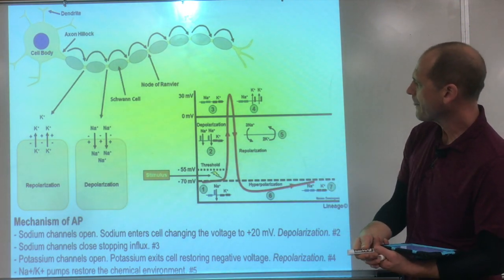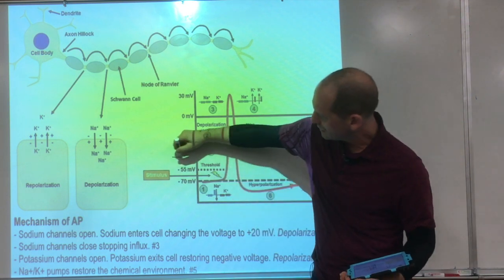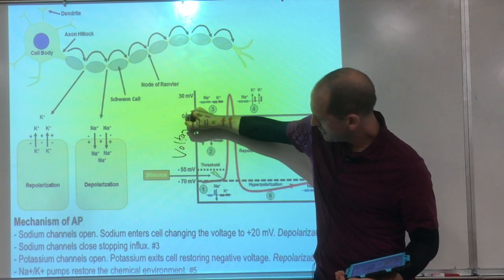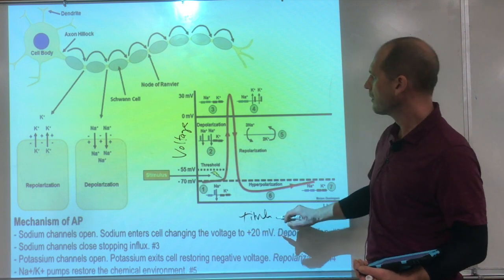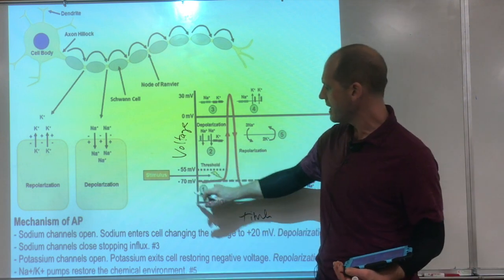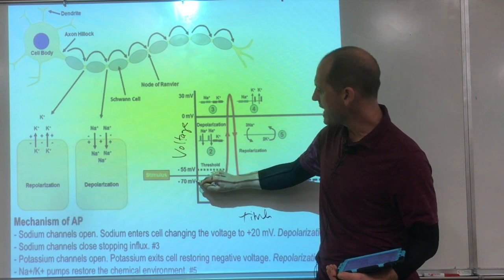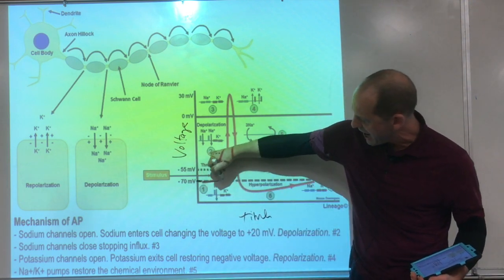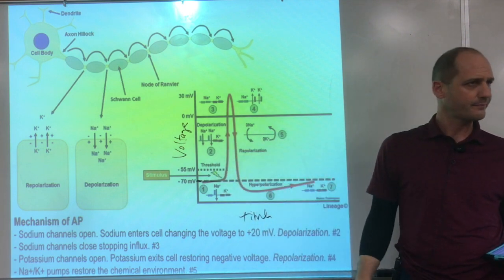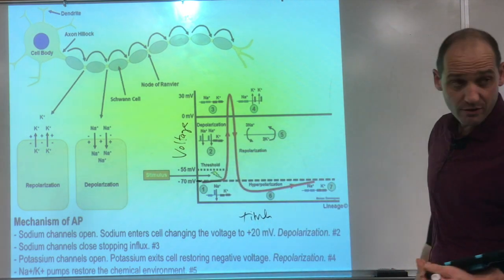This here is voltage. And this here is time. And voltage is that here, this is negative 70. This is resting membrane potential. That's why this is right there. That's before we fire that first piece.